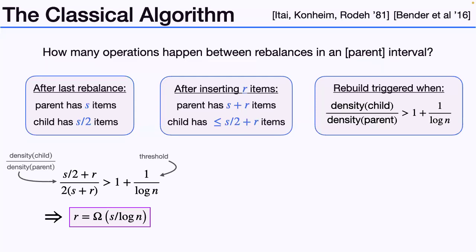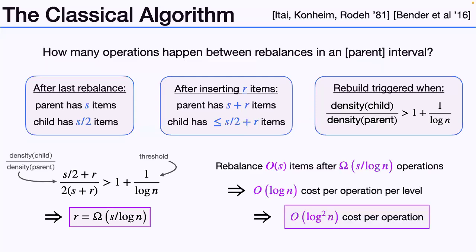You do some algebra, which I'm not going to go through carefully now. But just trust me that this says that we need to have inserted roughly a 1 over log n fraction of the items in the interval in order to trigger rebuilds. So then I could have touched all the elements in the interval, so I have to charge you for all S of them when I do the rebuild. I charge that to S over log n operations, giving me a log n per element amortized cost at this level. Again, I fixed an interval of the tree. And then this could happen at all log n levels, giving me log squared amortized per operation.